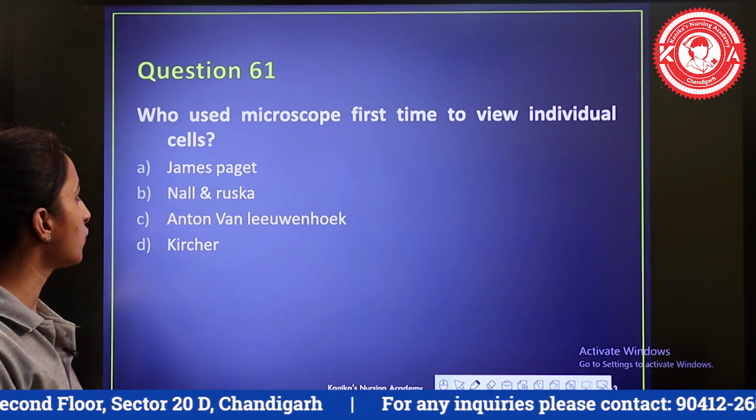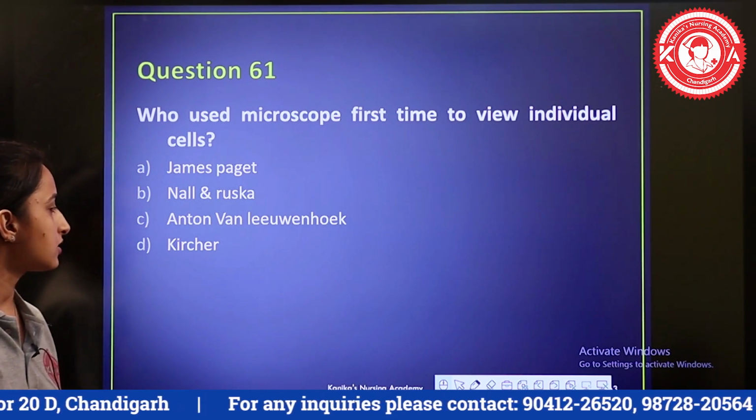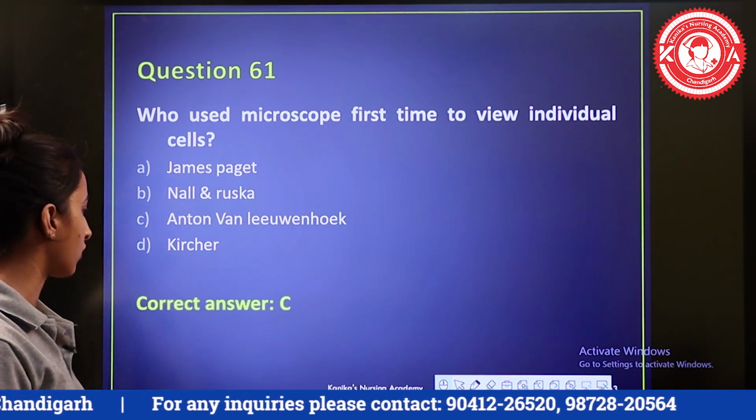Next question, who used a microscope for the first time to view individual cells? The right answer is Anton van Leeuwenhoek.